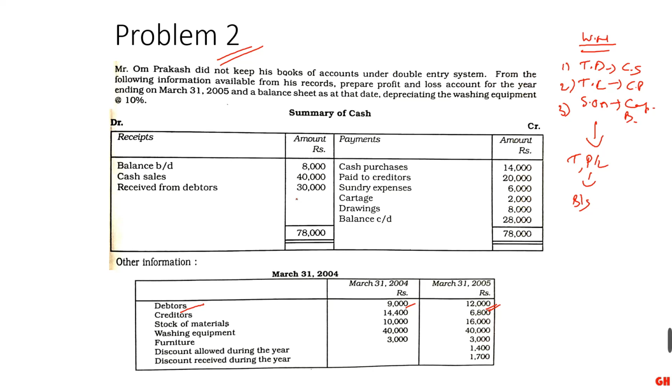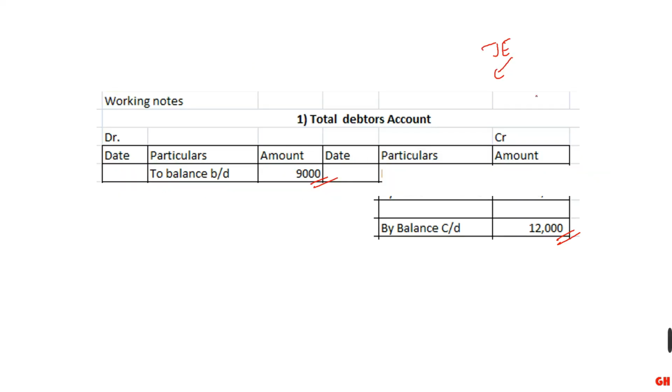Now we have to fill in all the other information which is missing, which is related to debtors. Received from debtors is given. Received from debtors basically means that cash has been collected by Mr. Om Prakash from debtors. Whenever cash is collected from debtors, the entry is cash account debit to total debtors account. So this total debtors account will get credited by cash 30,000 rupees. Cash account is already given, so no need to prepare it here.